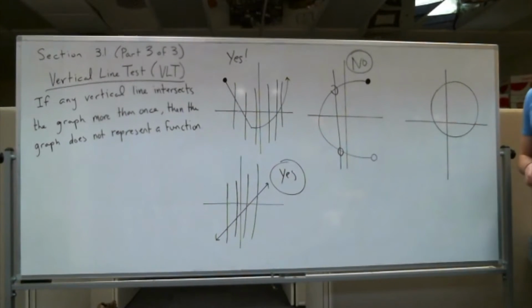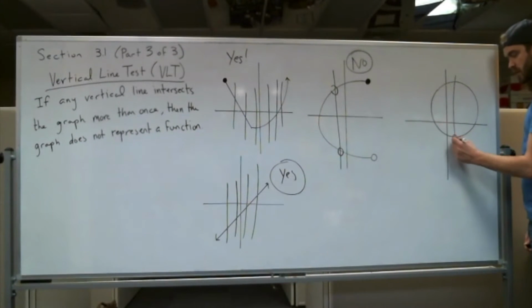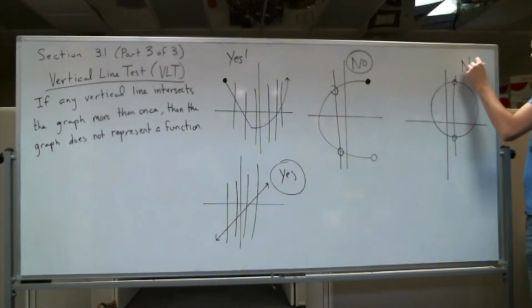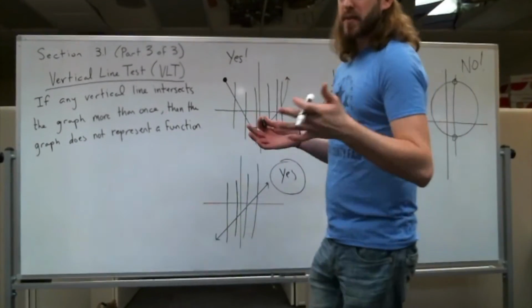For the last one here, we have a circle. Now we've already dealt with circles a little bit when we were talking about distance formula and midpoint formula, right? So this is something we're a little bit familiar with. But is a circle a function? Well, if we draw a vertical line test, we see that it fails it. So a circle is not a function. So this is what the vertical line test is.